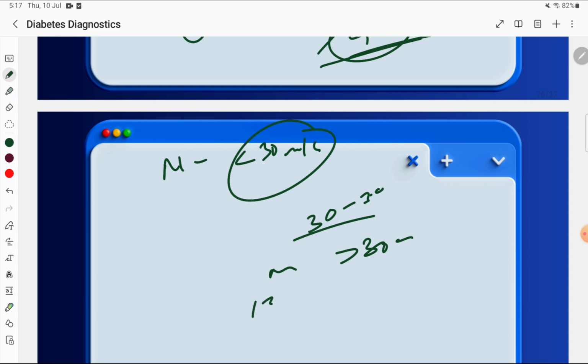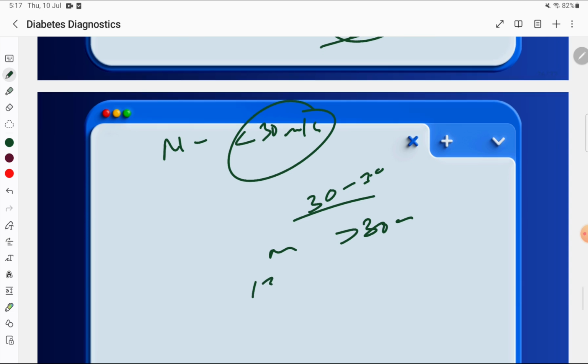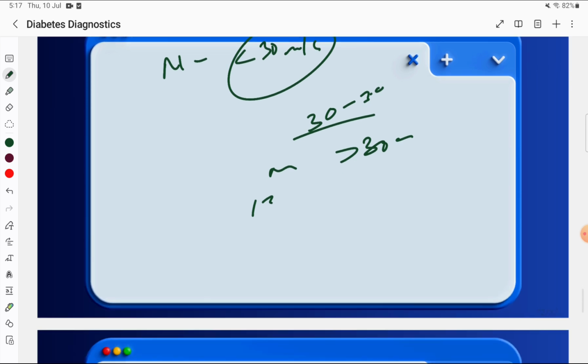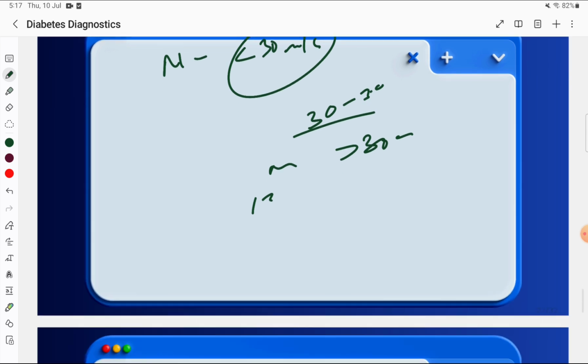The 13th test, my rare test, my friends, is beta hydroxybutyrate levels, BHB. It is used in suspected DKA, diabetic ketoacidosis patients. BHB, beta hydroxybutyrate, is the predominant ketone body in DKA, more accurate than urine ketone strips. So BHB is highly indicated in patients of diabetic ketoacidosis.